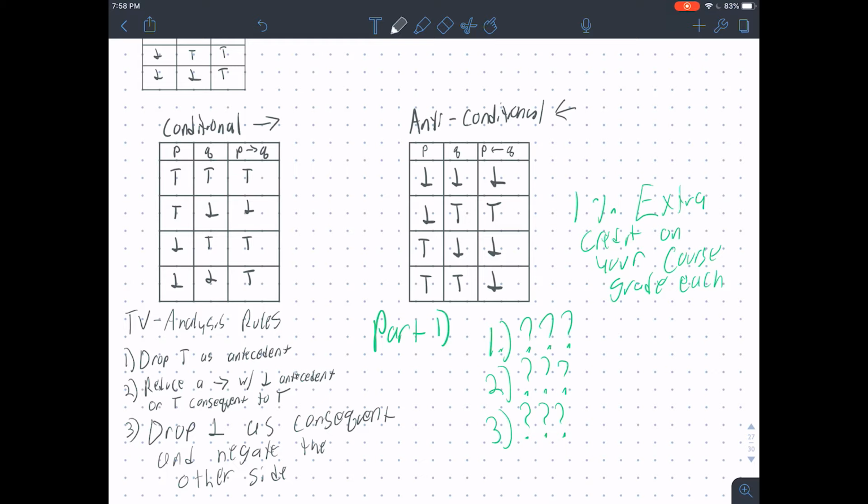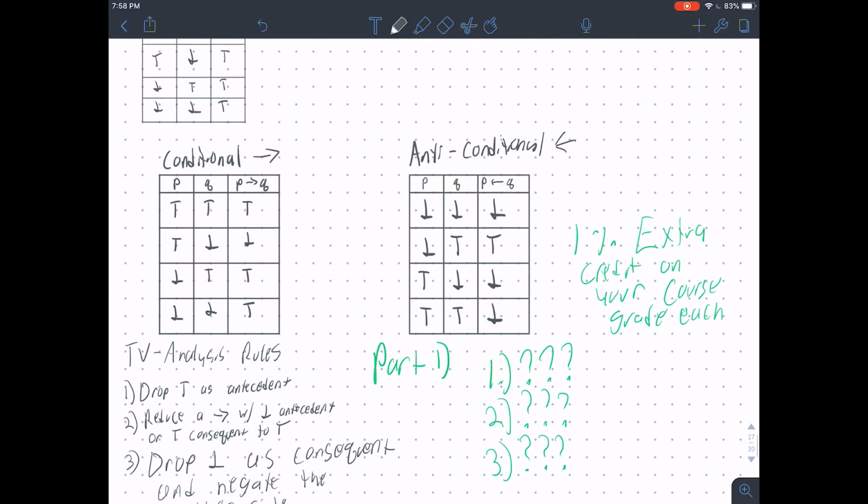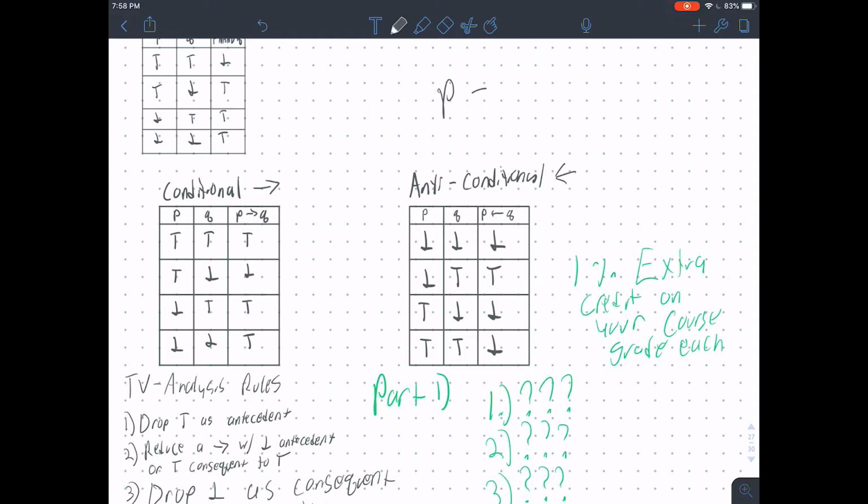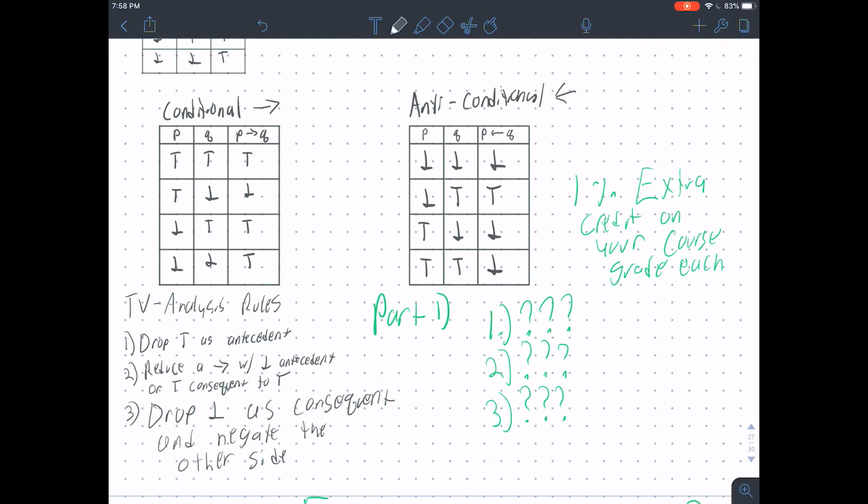They'll look somewhat similar to the rules for the conditional, and one convention to make writing these easier is we're going to say that anti-conditionals have antecedents and consequents just like conditionals do. So in the anti-conditional, I don't know what to read the arrow as. P here is going to be the antecedent and Q is the consequent. Right? So again, 1% extra credit for your course grade. Give me the 3 reduction rules for the anti-conditional.